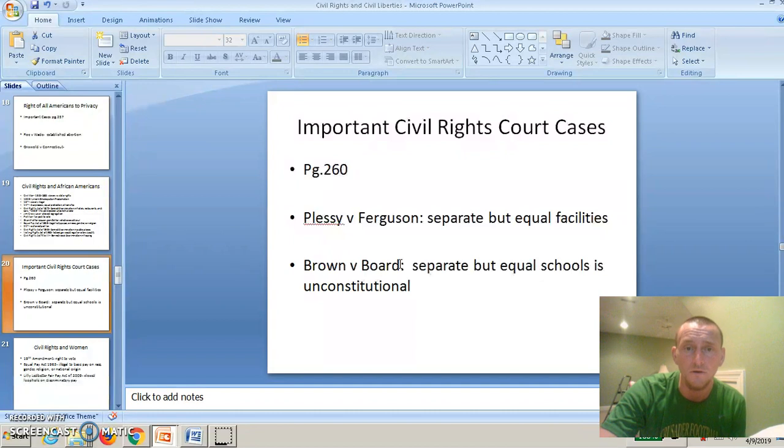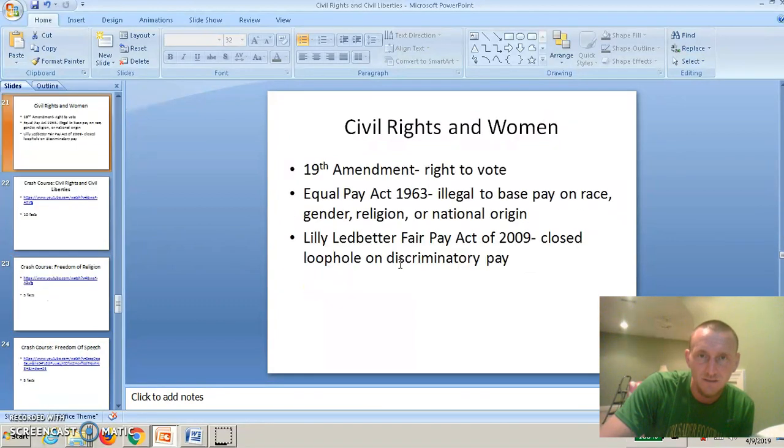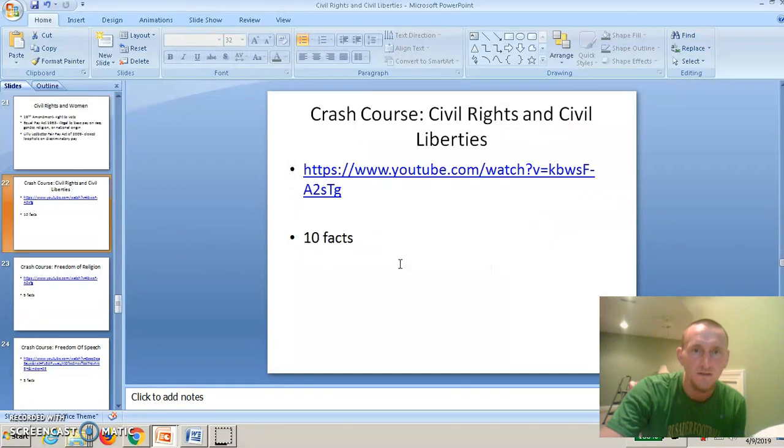Brown versus Board. This is finally your court case that says, hey, it's not fair. We got to have equal. Separate but equal schools is unconstitutional. Okay, Linda Brown. Remember the little girl had to walk 6 miles to go to school? She protested. She wins. Brown versus Board of Education. Unanimous decision. Okay, here's your women. There's your three major women acts and amendments. 19th, women can vote.